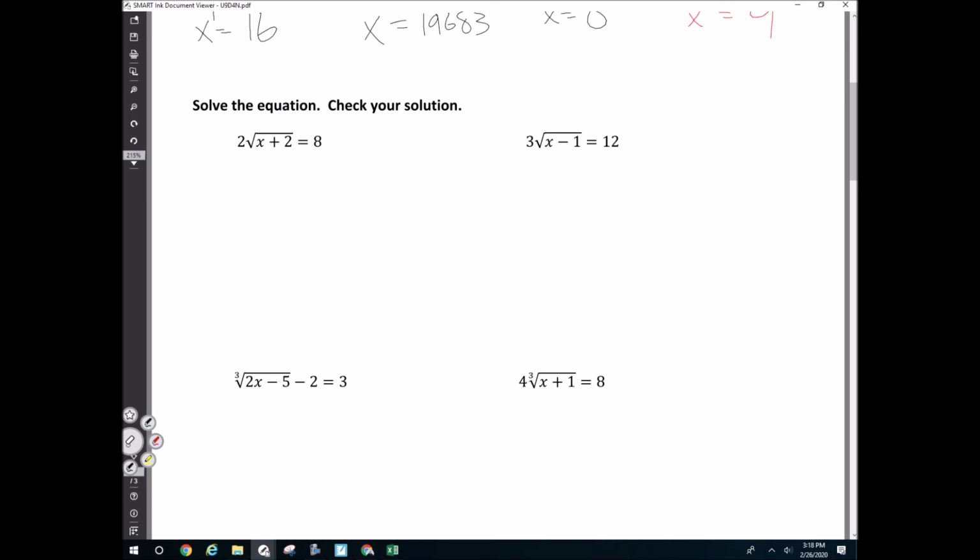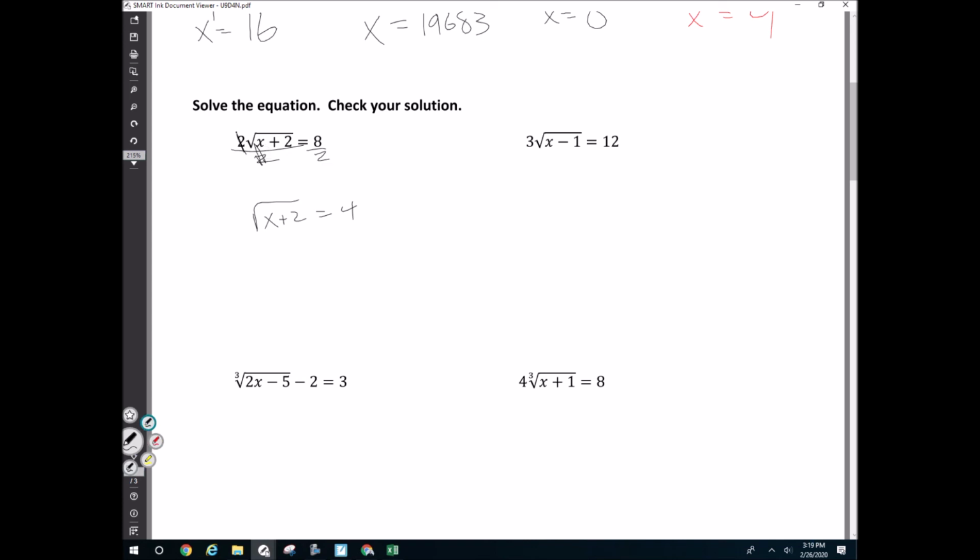I have a bunch of stuff underneath my square root. You would divide both sides by 2 to get rid of this 2. Now, this 2 is just going to go away. It's not going to have to divide anything else by 2. This is root x plus 2 equals 4.